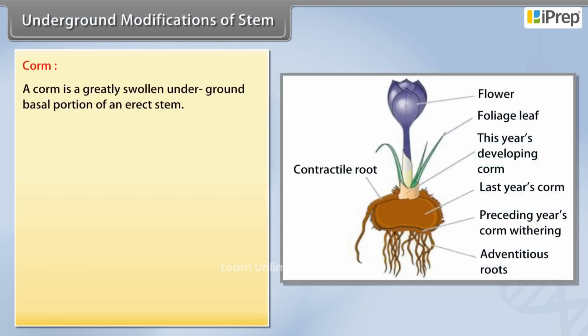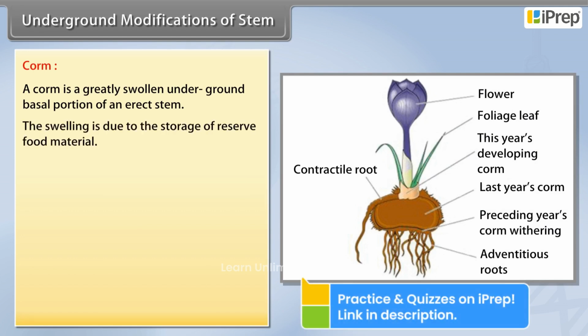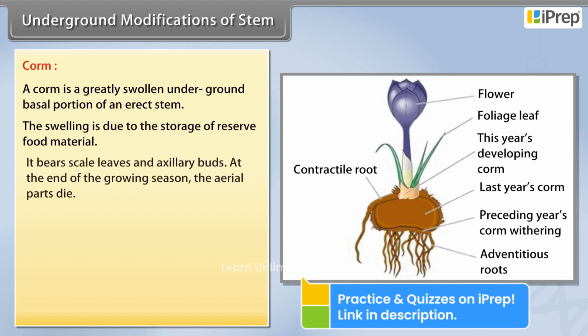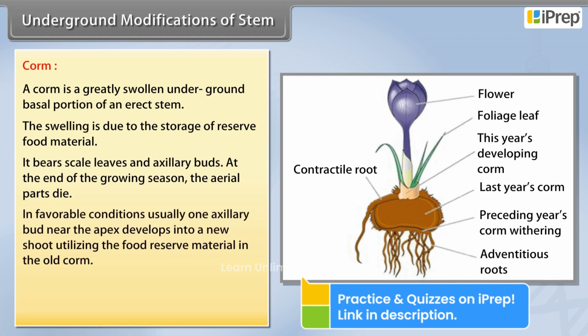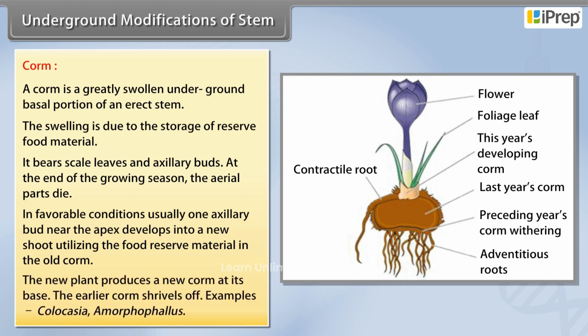Corm. A corm is a greatly swollen underground basal portion of an erect stem. The swelling is due to the storage of reserve food material. It bears scale leaves and axillary buds. At the end of the growing season, the aerial parts die. In favorable conditions, usually one axillary bud near the apex develops into a new shoot utilizing the food reserve material in the old corm. The new plant produces a new corm at its base. The earlier corm shrivels off.